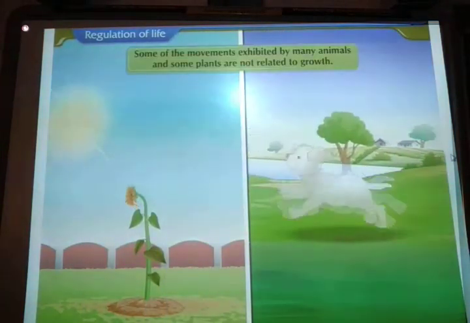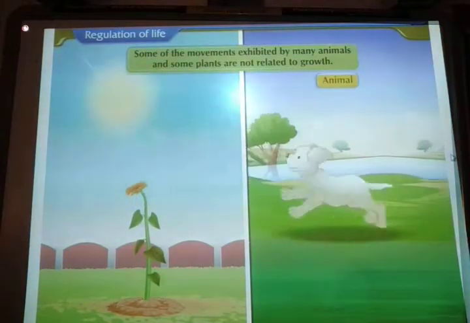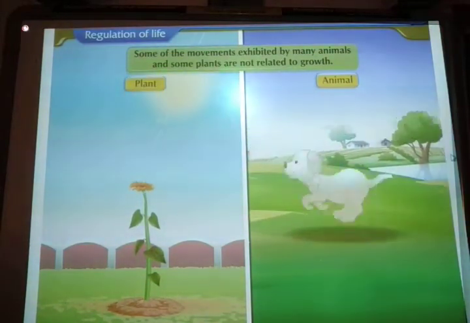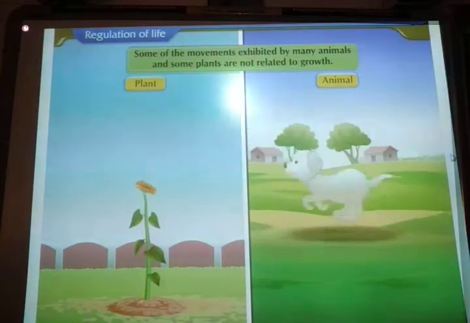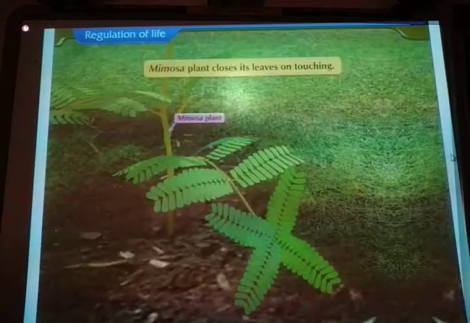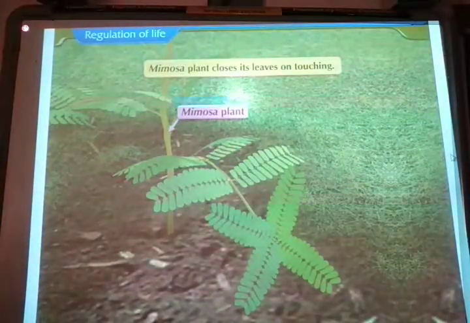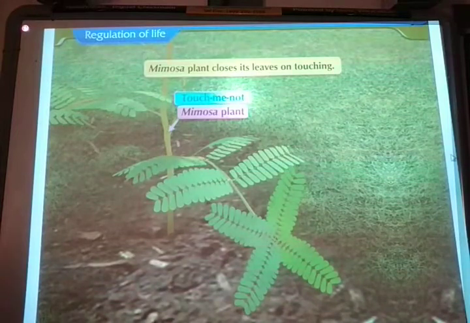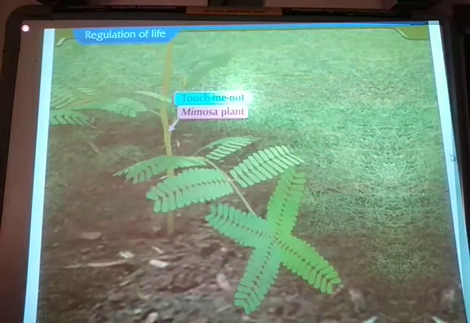Some of the movements exhibited by many animals and some plants are not related to growth. Let us look into some examples to understand this. Mimosa plant, commonly known as touch-me-not plant, closes its leaves on touching.